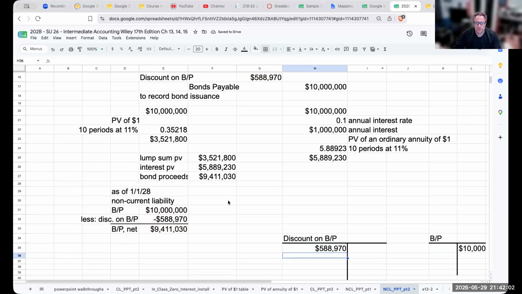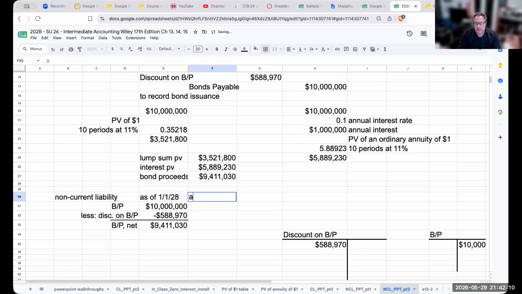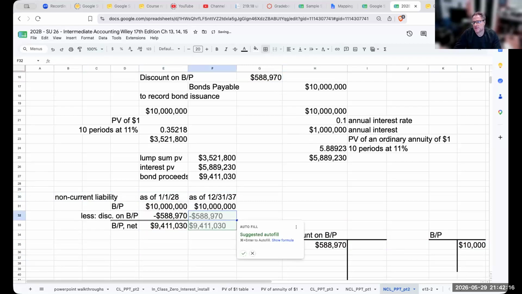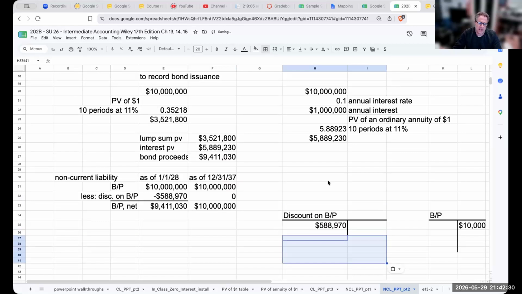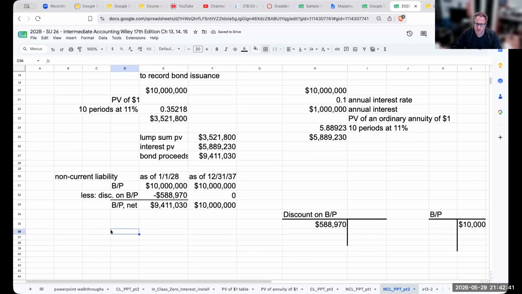Now, when we get to as of 12/31/37, what I'm going to want this discount to be is I want this to go down to zero. Because when I pay off the bond, I want this discount to be at zero. So what I'm going to need to do is, when I'm paying interest on this bond, I'm going to amortize the discount on the bond payable.